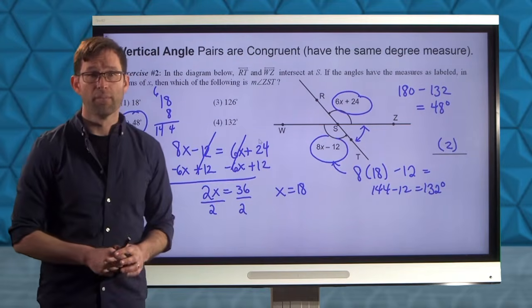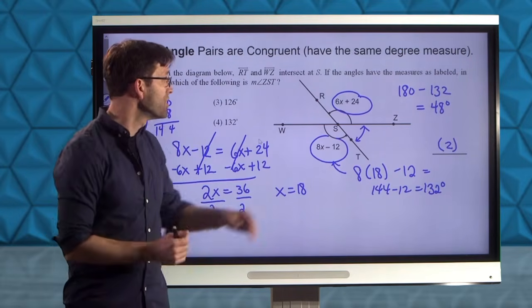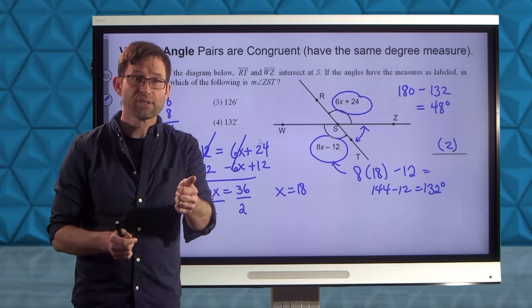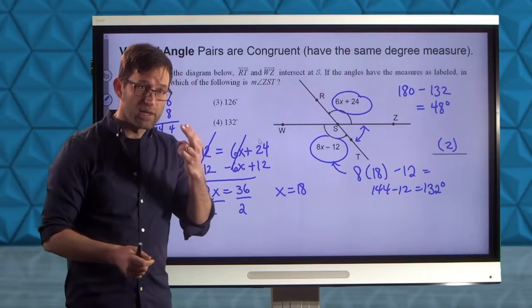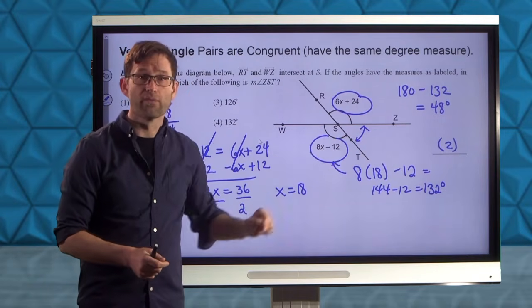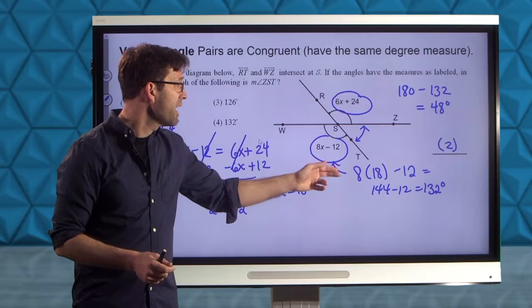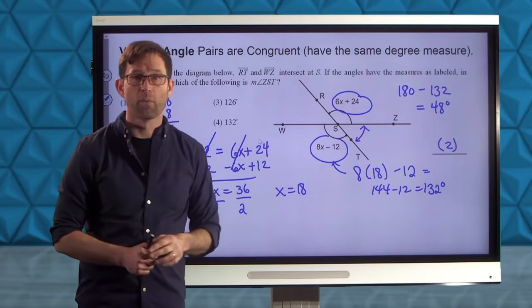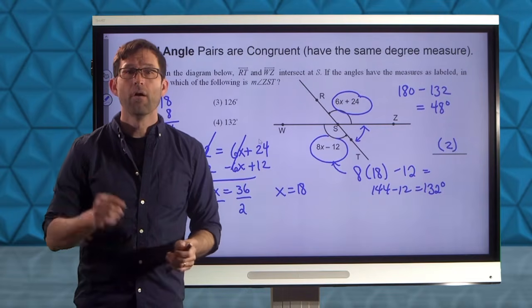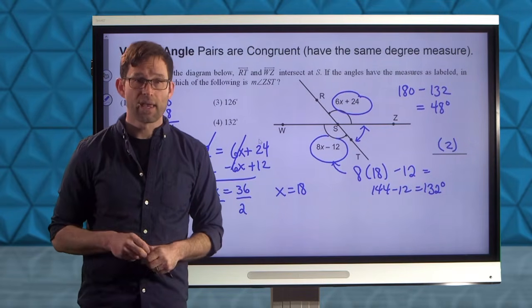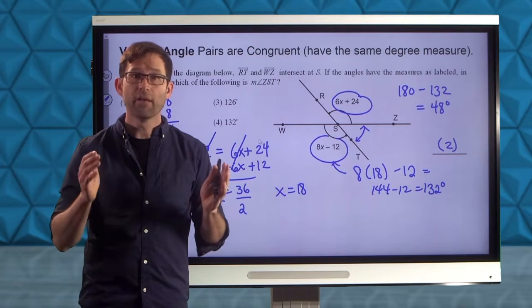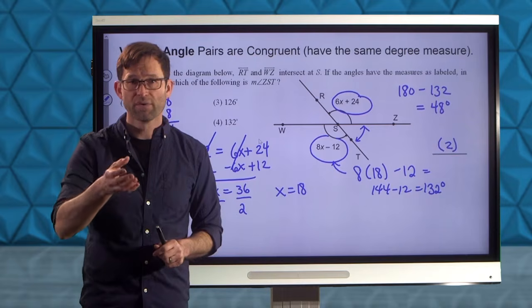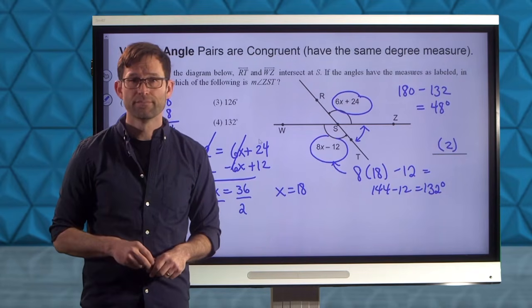The algebra in this problem isn't hard. The geometry in this problem isn't particularly hard. We have to just know that these two angles are congruent, and therefore we set them equal to each other. That allows us to solve for x. Then we have to keep our eye on the ball, always know what we're solving for. Use that 18 to figure out the value of WST, 132, subtract from 180, and we have our 48. Vertical angles are congruent. They have the same angle measurement, which is very simple to see by using a 180-degree rotation of one of those angles on top of the other.